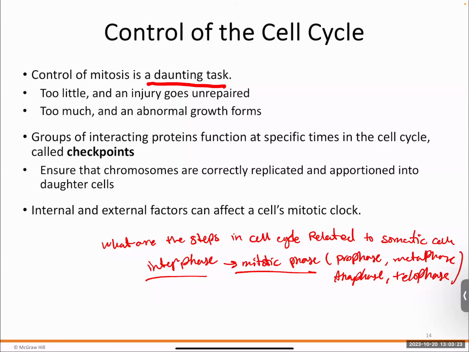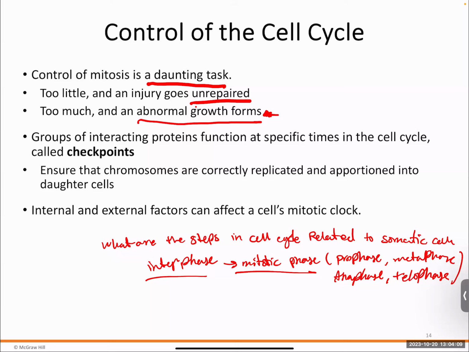If you do too little, an injury goes unrepaired. So if you don't allow the cell cycle to continue processing, you may end up with tissues that are not being repaired because the cell cycle doesn't happen as fast as it needs to. However, what happens if the cell cycle happens too frequently, too many times? That causes abnormal growth, which is again not a good thing. I do not necessarily mean cancer. I just mean an abnormal growth that could simply be a tumor that is not considered cancerous.